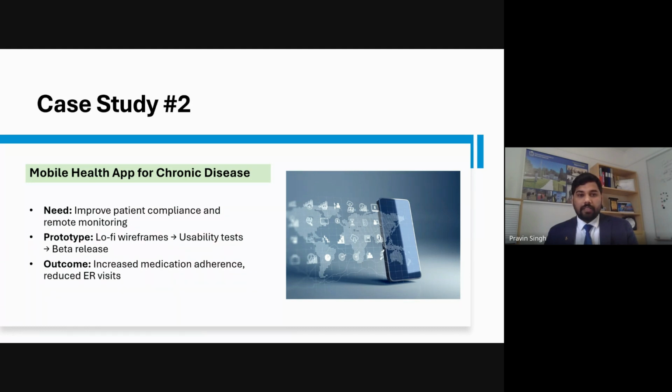And then we go for step 3, that is beta release and feedback. A working version of the app was launched with real patients, and continuous feedback helped refine features like notifications for missed medication. And then we go for the final outcome. The result: the application led to increased medication adherence and reduced emergency room visits. This case highlights the importance of testing ideas early to ensure real world impact.